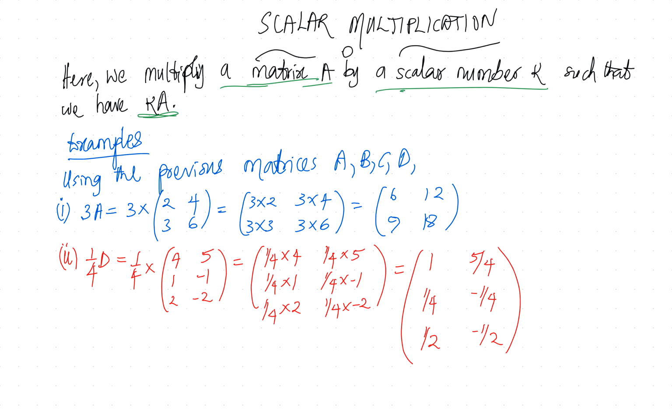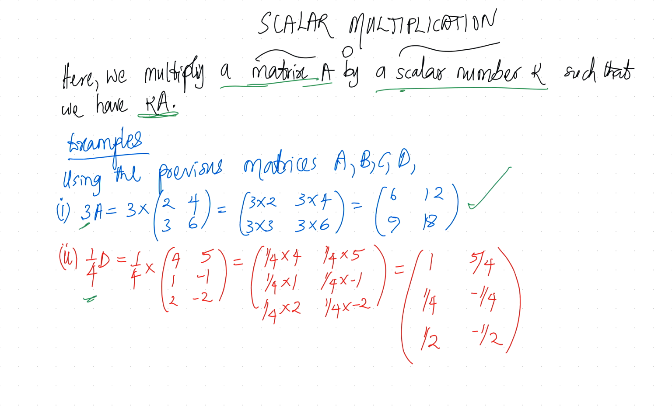So you have 3 times 2, 3 times 4, 3 times 3, 3 times 6. And then you have 6, 12, 9, 18. Then, of course, it doesn't have to be whole number alone. It could also be a fraction like 1 over 4. So here 1 over 4 is the scalar, just like 3 over 4 was the scalar in the previous one.